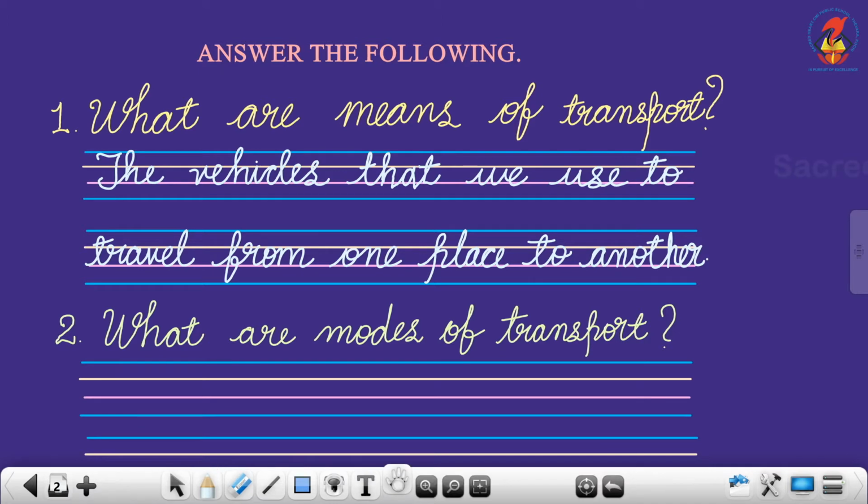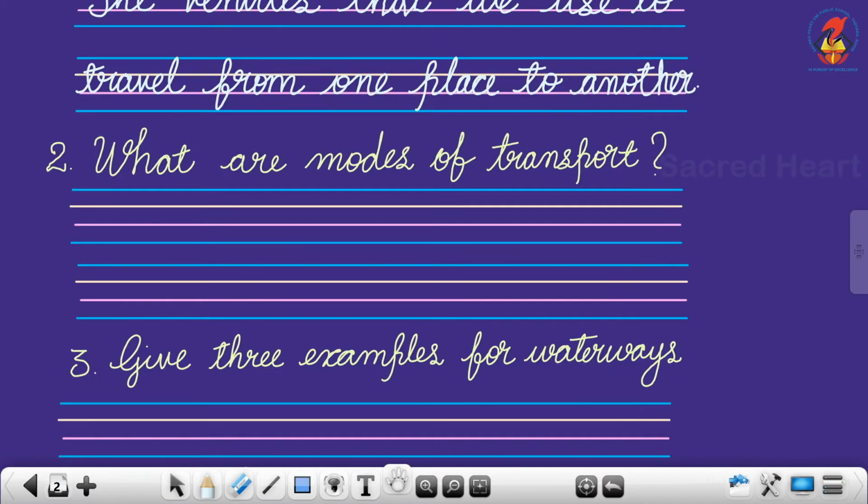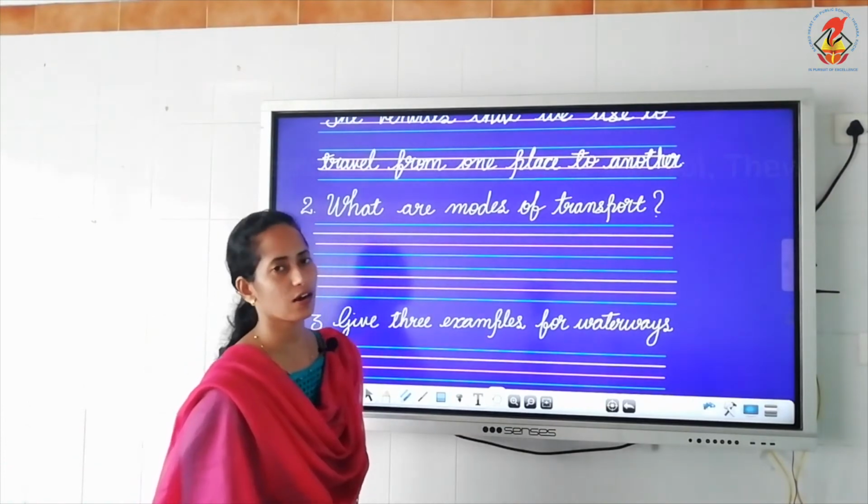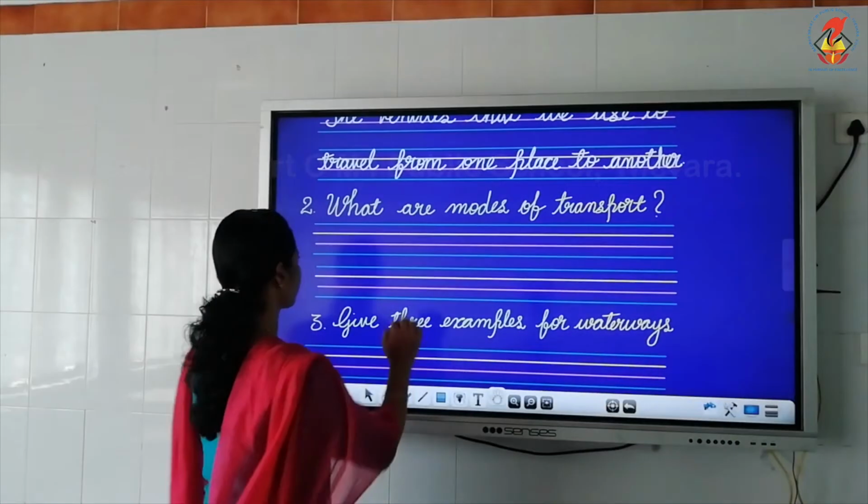So we'll move on to the next question. What are modes of transport? The way on which the vehicles run are called modes of transport. Very simple.